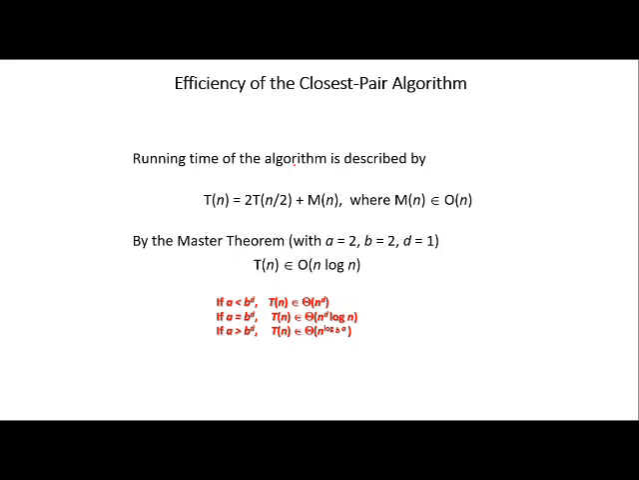Okay, now let us take a look at the running time of the algorithm using divide and conquer. We know already that brute force ends up with n squared, but for divide and conquer, in terms of recurrence, we have T of n equals 2 times T of n over 2 plus f of n, where f of n is an element of big O of n. So finally, based on the master theorem, a equals 2, b equals 2, and d equals 1, and we end up with big O of n log n.